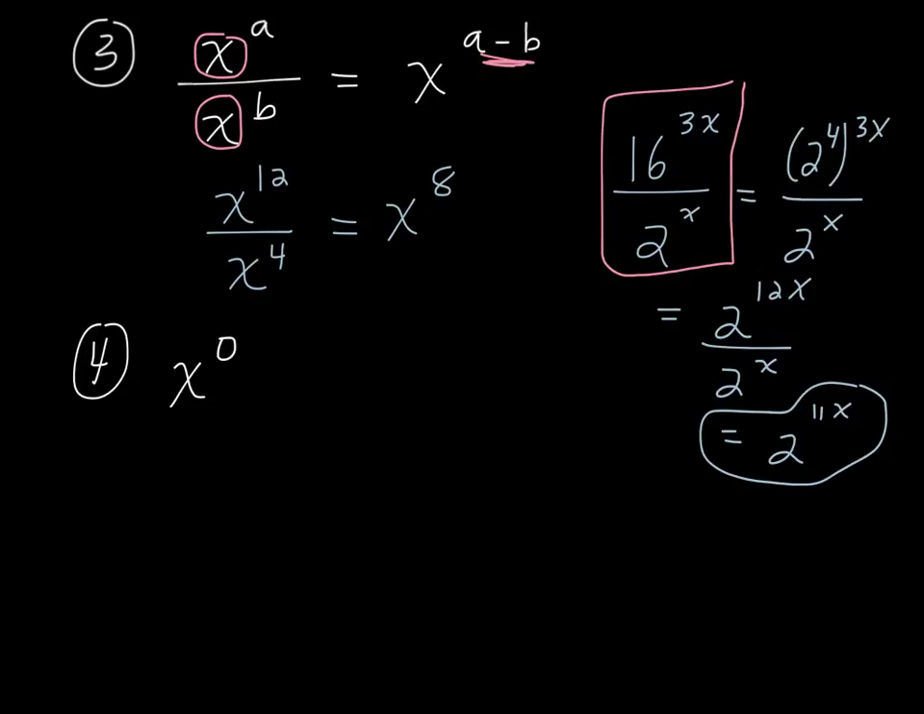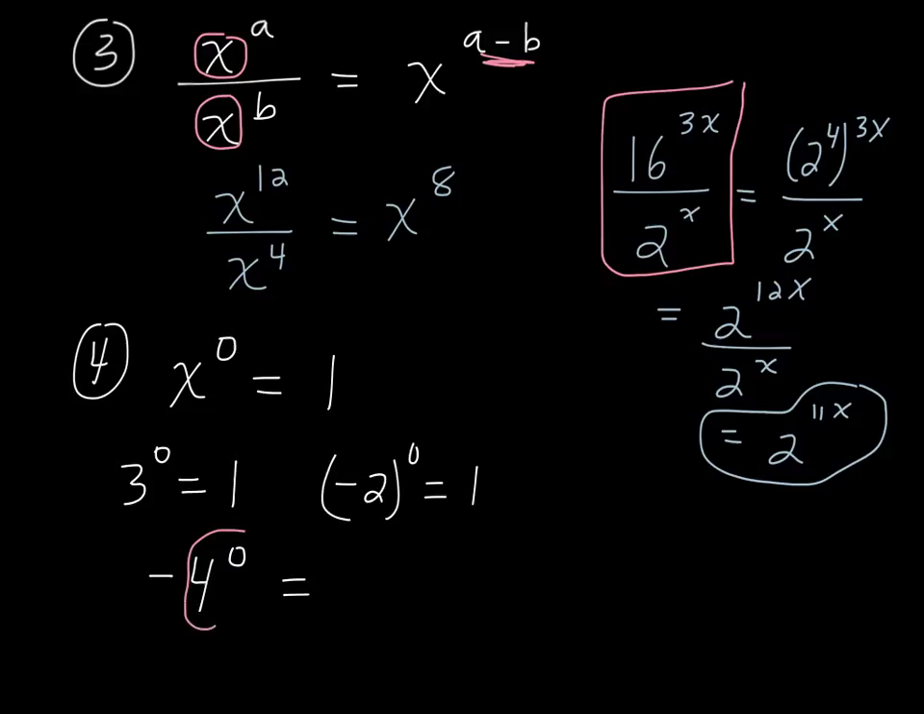Okay, next rule is any number, any variable, anything in general raised to a 0 power is equal to 1. So 3 to the 0 is 1. Negative 2 to the 0 is 1. Now be careful when you see things like this. Order of operations says we need to do just 4 to the 0. That's 1, and then that negative in front would be part of your answer.